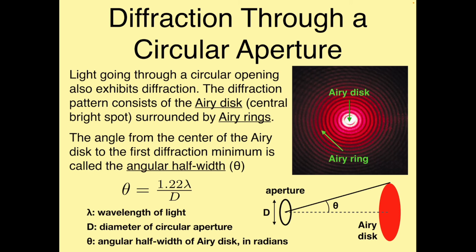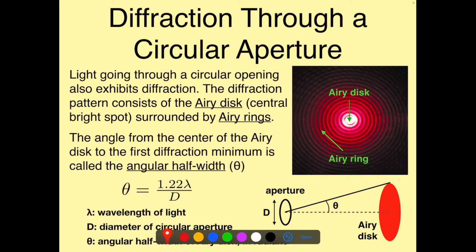The size of this Airy disk is given by theta is equal to 1.22 lambda over D. So let's explain what this means. Theta is what we call the angular half-width of the disk. So if this is our aperture where the light is going through, and then this is our diffraction pattern, and this is the very center of it, this is just that central disk, which we call the Airy disk.